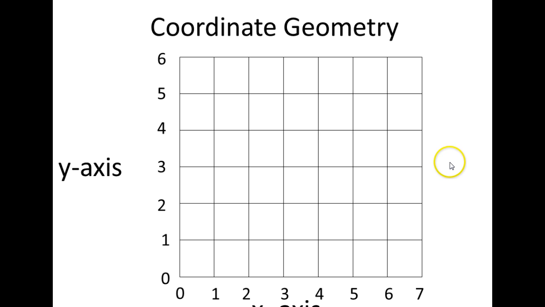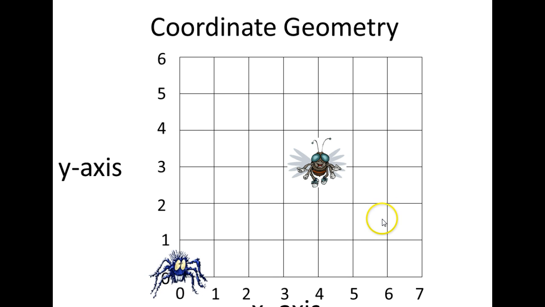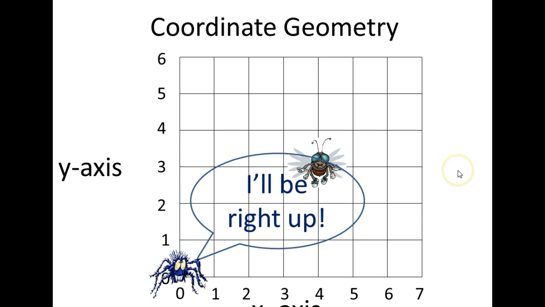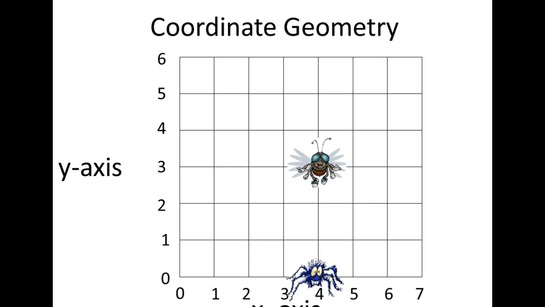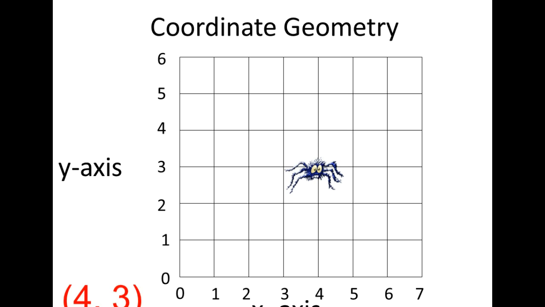So here we go for our coordinate geometry practice. We have a fly, and he landed on our XY plane. And we have the spider who comes up at the origin. And the spider says to the fly, "I'll be right up." So to get to the fly, the spider first goes 4 to the right, and then 3 up, which would put him at 4, 3.